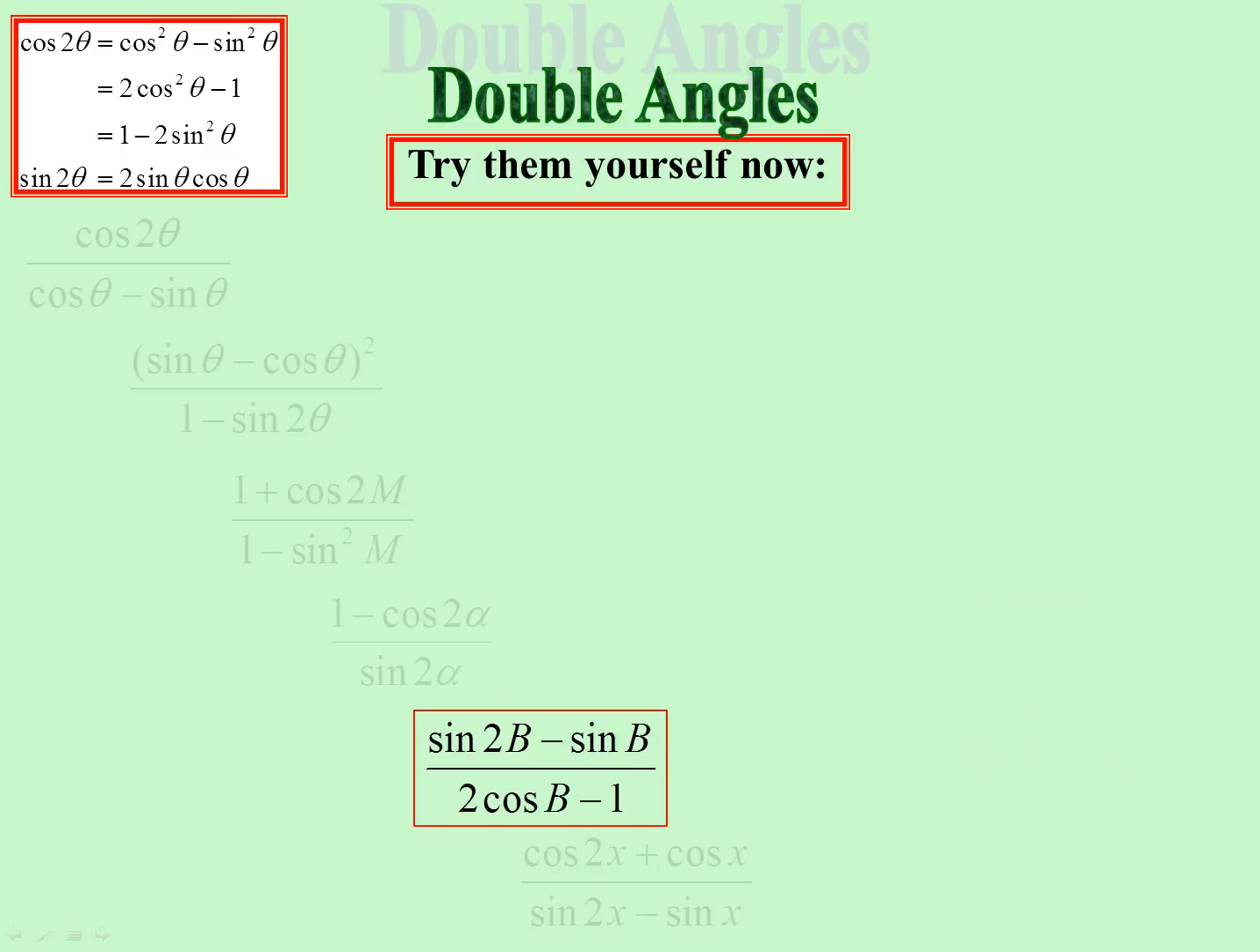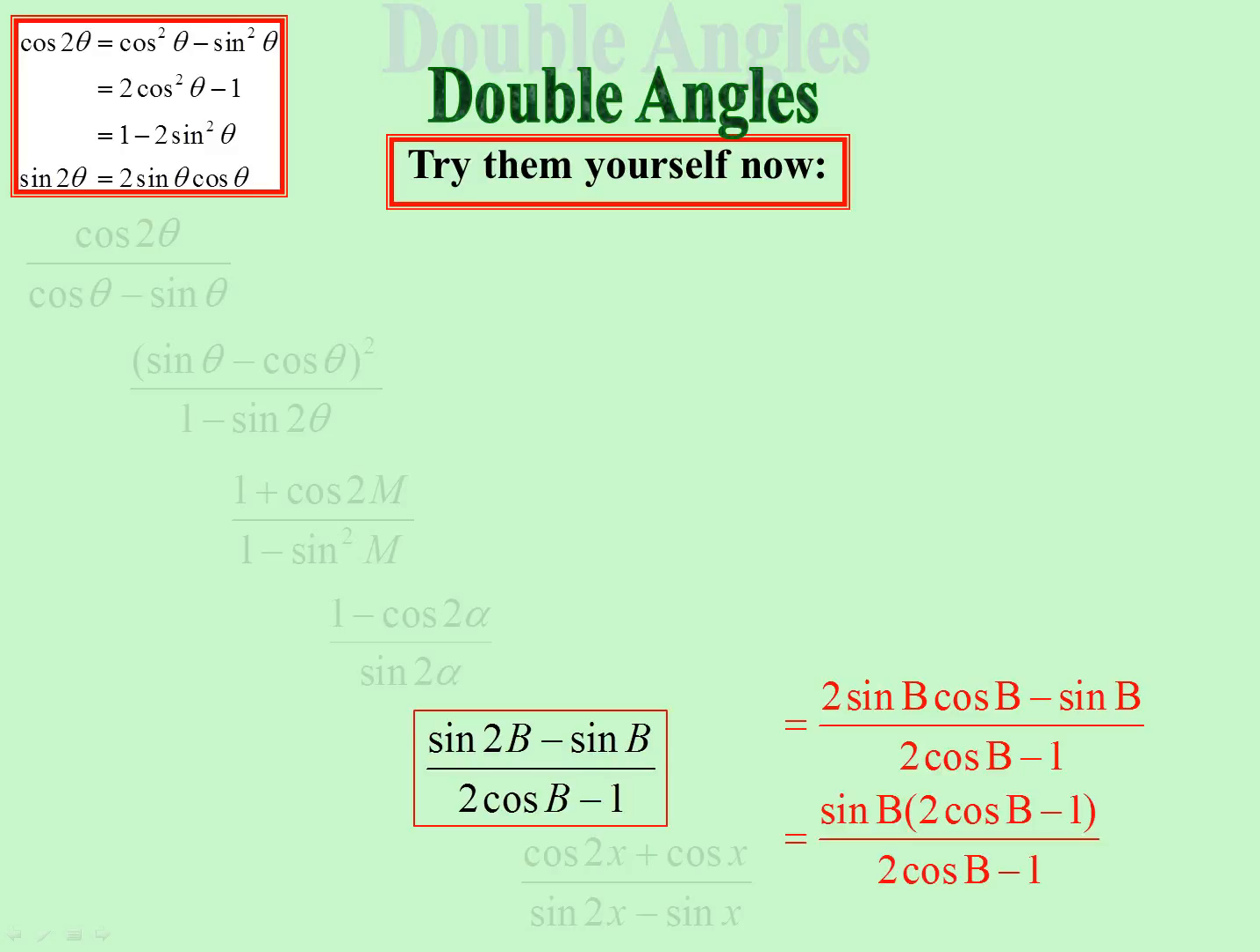Next one. Top line, no question what to do. Bottom line, we can do nothing. Sine expansion. Now we're into algebra. Factorize. Common factor. 2 cos b minus 1 is a factor on the top and on the bottom. Therefore we have sine b.